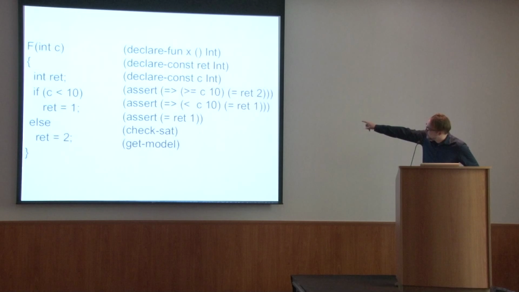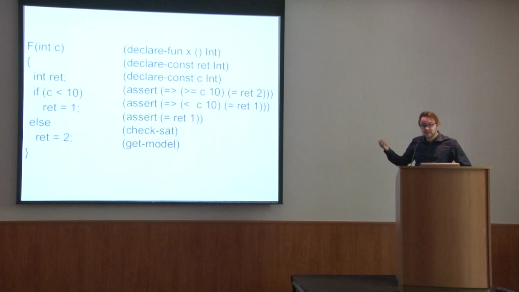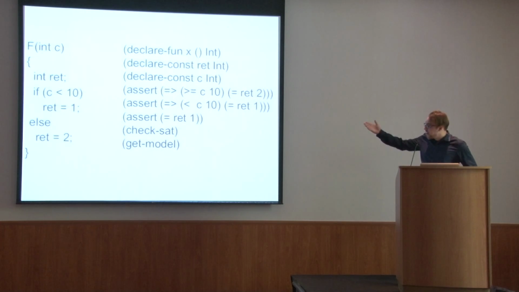This first assert means, if C is bigger or equal to 10, then ret is equal to 2. Okay? It doesn't say that this is true. It says a relationship between the variables of the program, right? Because I translated this program into this set of formulas, I can say, if C is bigger or equal to 10, then I know that ret is going to be 2. And by the way, if C is smaller than 10, I know that ret is going to be 1.